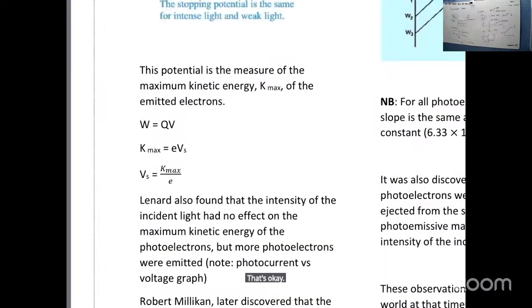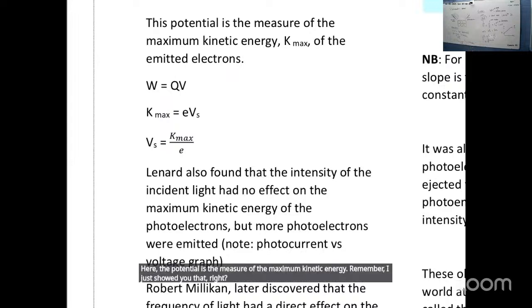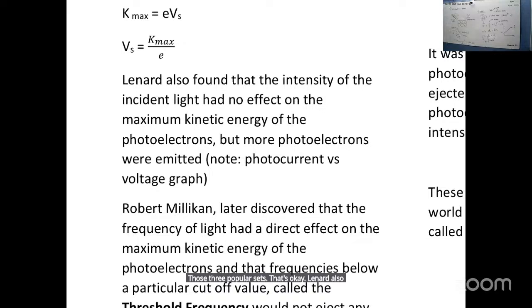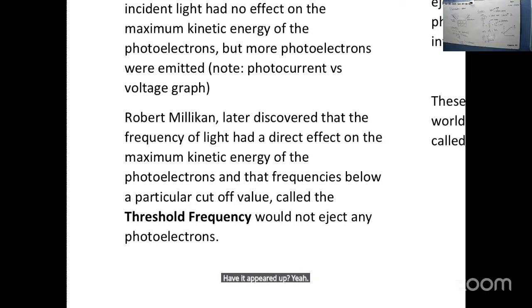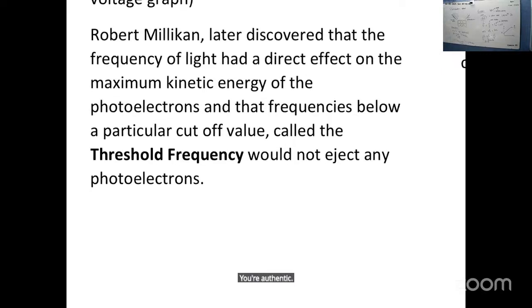Here, the stopping potential is the measure of the maximum kinetic energy. Remember, I just showed you those three formulas there. Lenard also found that the intensity of the incident light had no effect on the maximum kinetic energy of the photoelectrons, but more photoelectrons were emitted. Everybody okay with that? Remember Millikan, we'll study him later on as well.